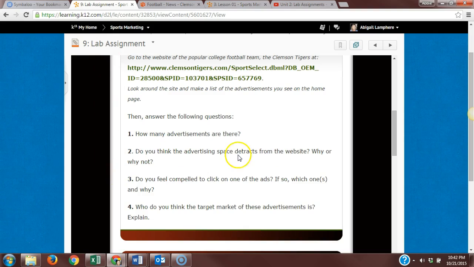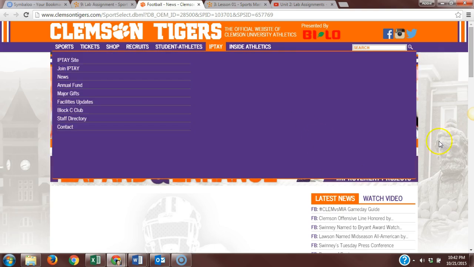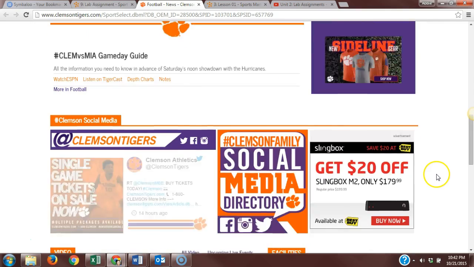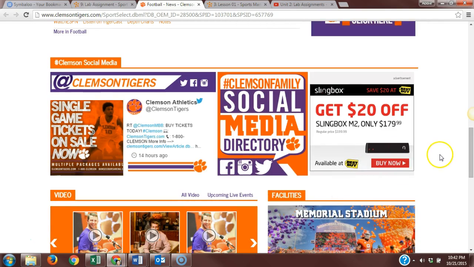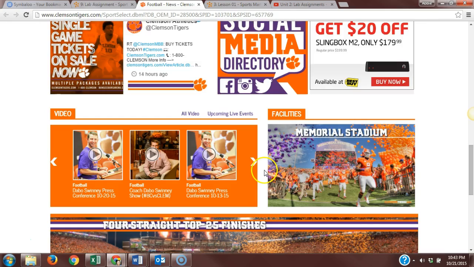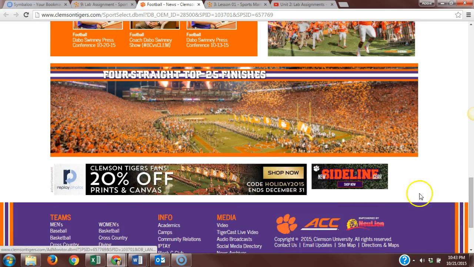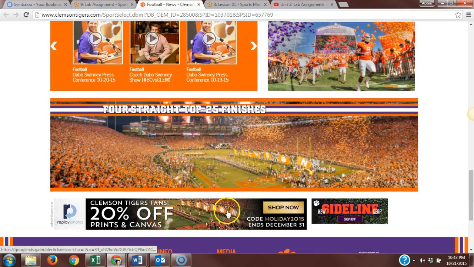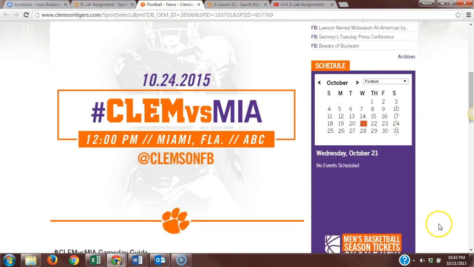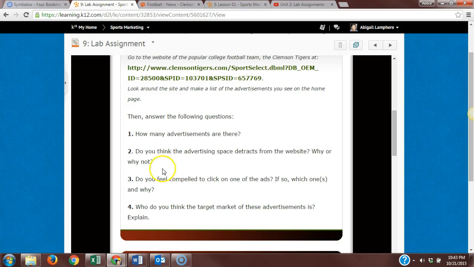Do you think they detract from the website? Are they too overbearing? Why or why not? And make sure you're using complete sentences. Go into detail. Do they go along with the flow of the page? Do they stand out too much and it's distracting? What do you think of all these different ads? Do you see any that you're compelled to click on? Put some thought into these answers and give a couple sentences and explain your reason.